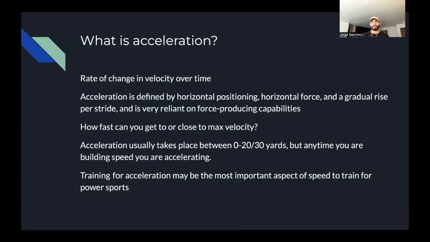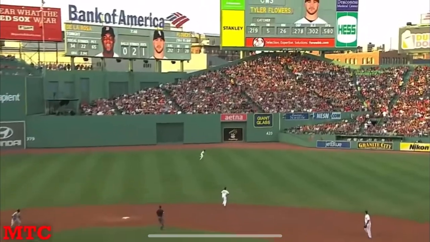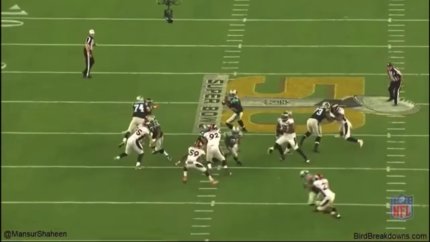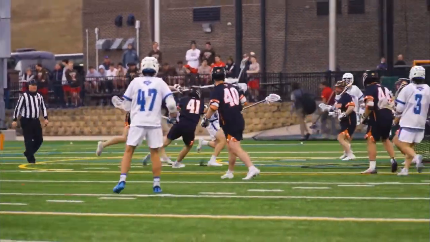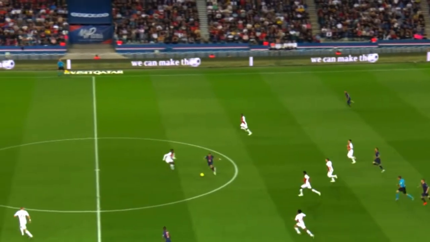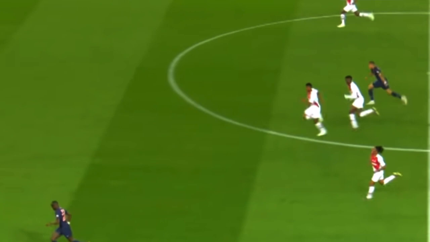Now, acceleration in power sports usually takes place in the range of 0 to 20 to 30 yards. But anytime you're building speed, you are accelerating. We're always building speed to get close to our max velocity. Now, acceleration dominates power-based sports like baseball, football, soccer, softball, lacrosse, and so many other sports. So training acceleration is probably the most important aspect of speed to train for because as power-based athletes, we live in that acceleration zone. Our sports are defined by quick bursts of acceleration. That first 1 to 2 steps is going to be what separates us from our opponent in the game.